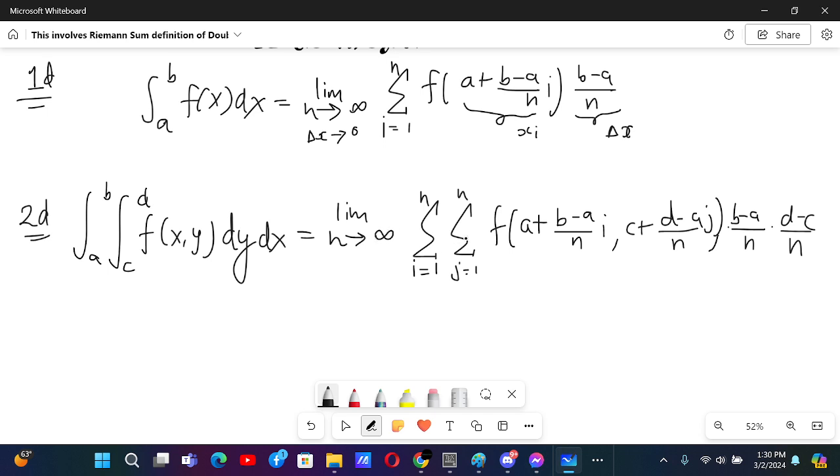So basically over here, this is our xi, this is our yj, and this is our delta x, this is our delta y, so correspondingly this is our delta a, and as n goes to infinity, our delta a will go to 0. So now we have a double sum.